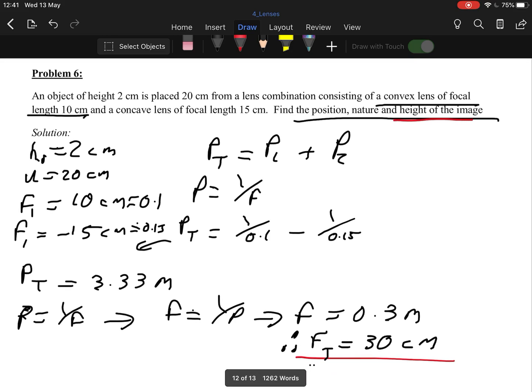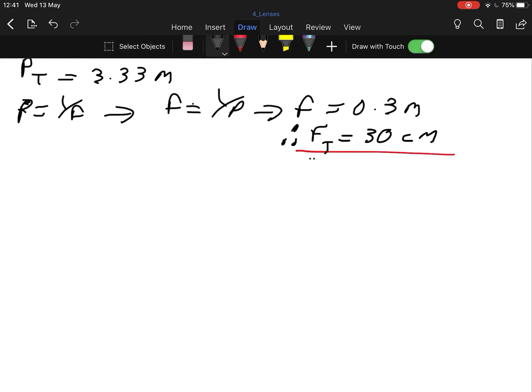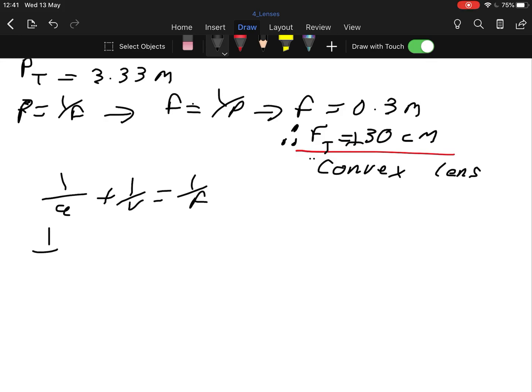Now that we have that, we can find everything else. Because it's positive, what does that mean? Therefore it acts like a convex lens. If we had a negative number there, it would be a concave lens, but it's convex. So we can use this equation, 1 over U plus 1 over V equals 1 over F.